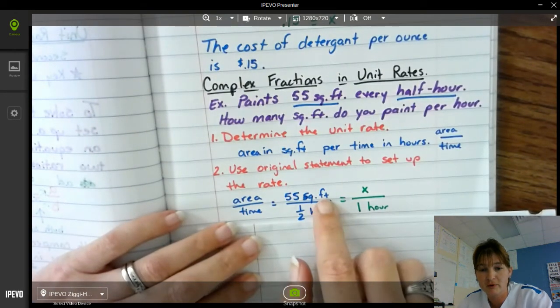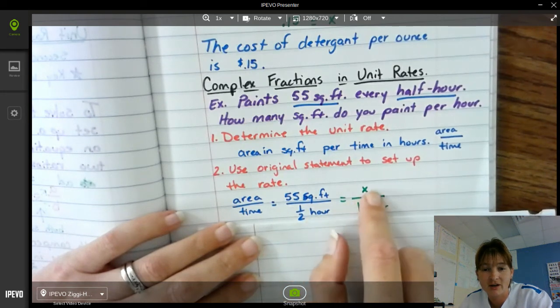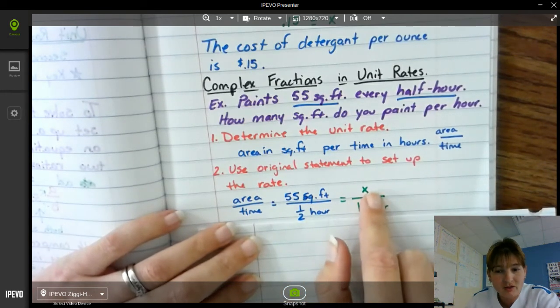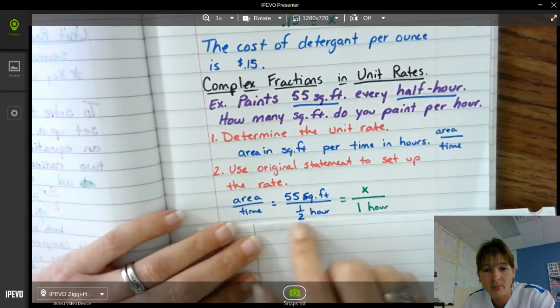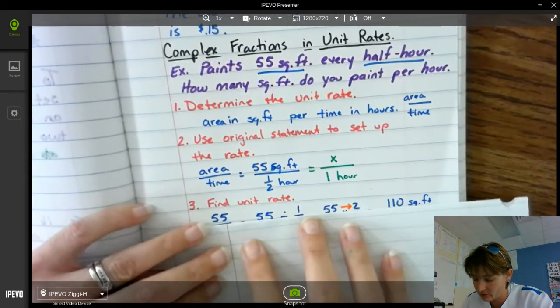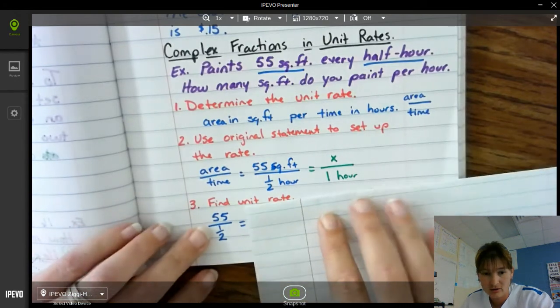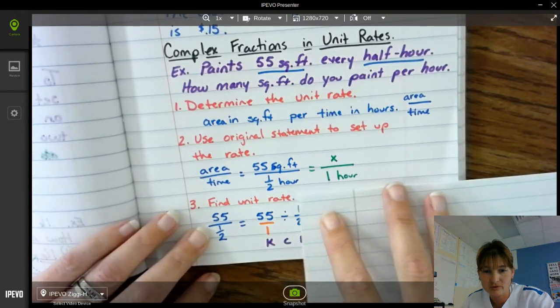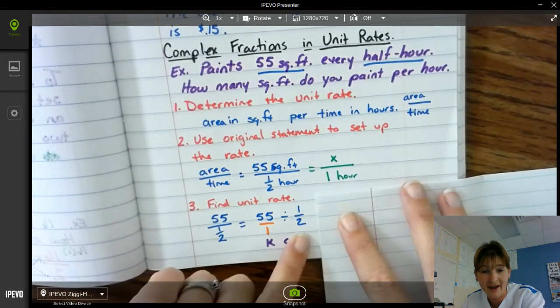When you cross multiply, you get 55 square feet equal to the 1/2 times x, which ultimately means we're going to divide by the 1/2. Okay, so 55 divided by a half. Okay, so finding the unit rate, we're going to do 55 divided by the half, all right, which equals 55 divided by 1 by the half.